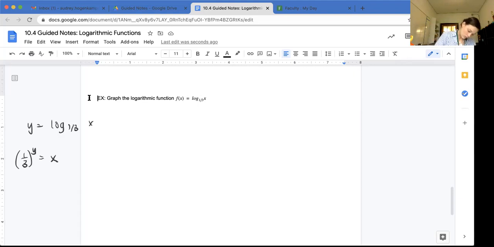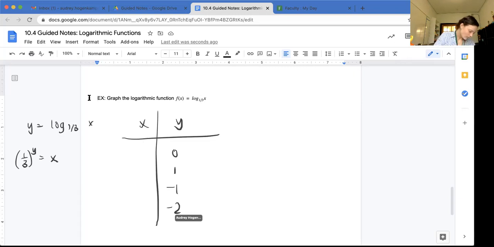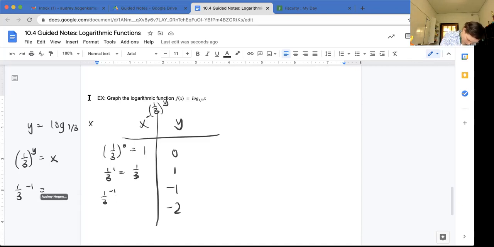Anyhow, let's pick some y values. So we have x, y. Let's pick 0, 1, -1, -2. And again, x is equal to 1/3 to the y. So 1/3 to the 0 is equal to 1. Anything to the 0 power is 1. 1/3 to the 1 is equal to 1/3. 1/3 to the -1 equals 1 over 1/3, which is 1 divided by 1/3, which is equal to 1 times 3. That's 3.